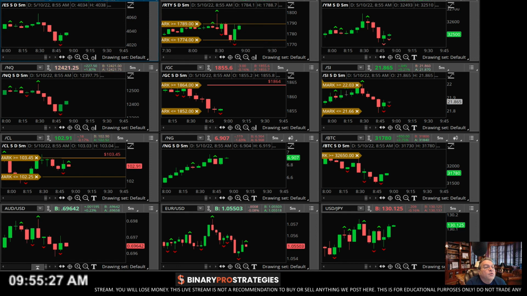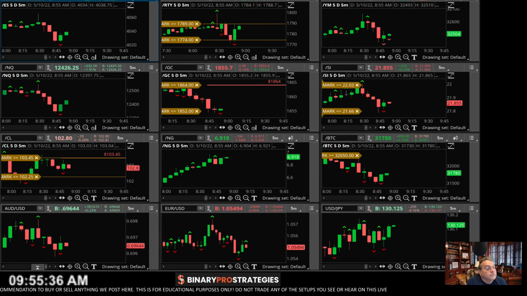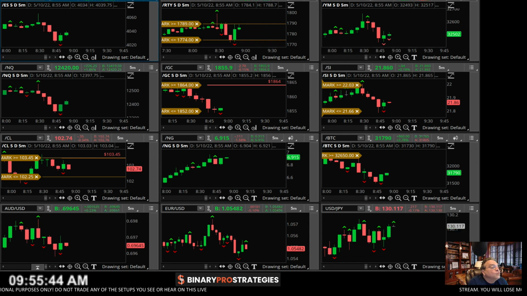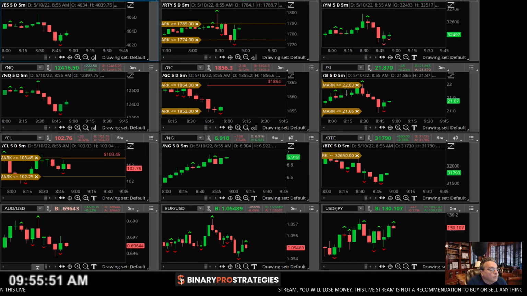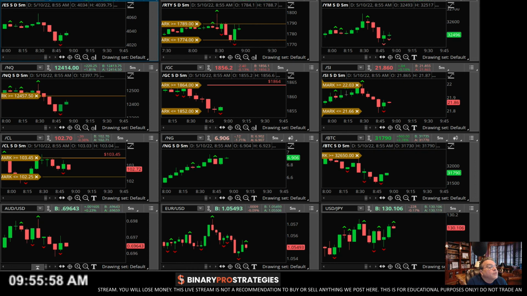Getting a buy on NQ, which is your mini NASDAQ. Getting ready to get a buy on ES, watching ES for a possible buy. Target on NQ, your mini NASDAQ, is going to be 124.57 and a half. If it needs to reverse, it's going to reverse at 123.45.